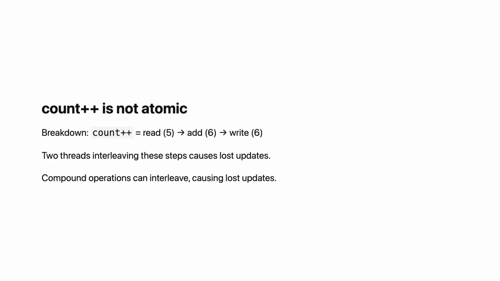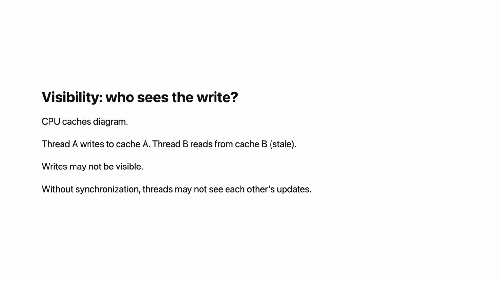When one thread writes, do other threads see the write? CPUs have caches. A thread might write to its cache. Other threads read from their caches. They do not see the update. This is a visibility problem. The write happened. It is just not visible. Without proper synchronization, a thread might never see updates from another thread. It might read stale data forever.